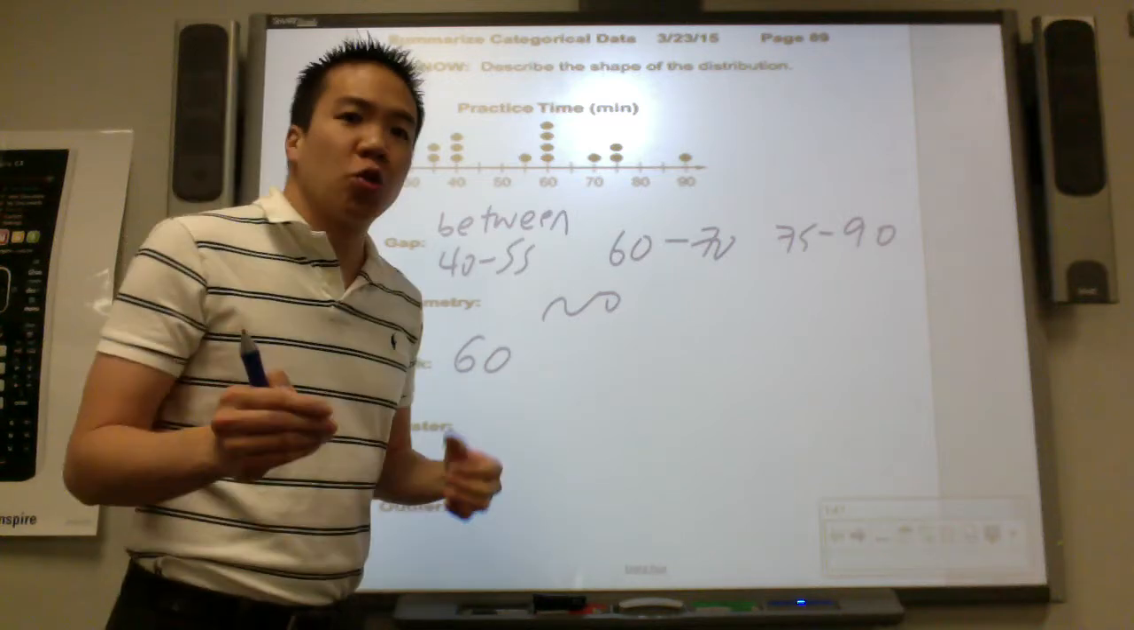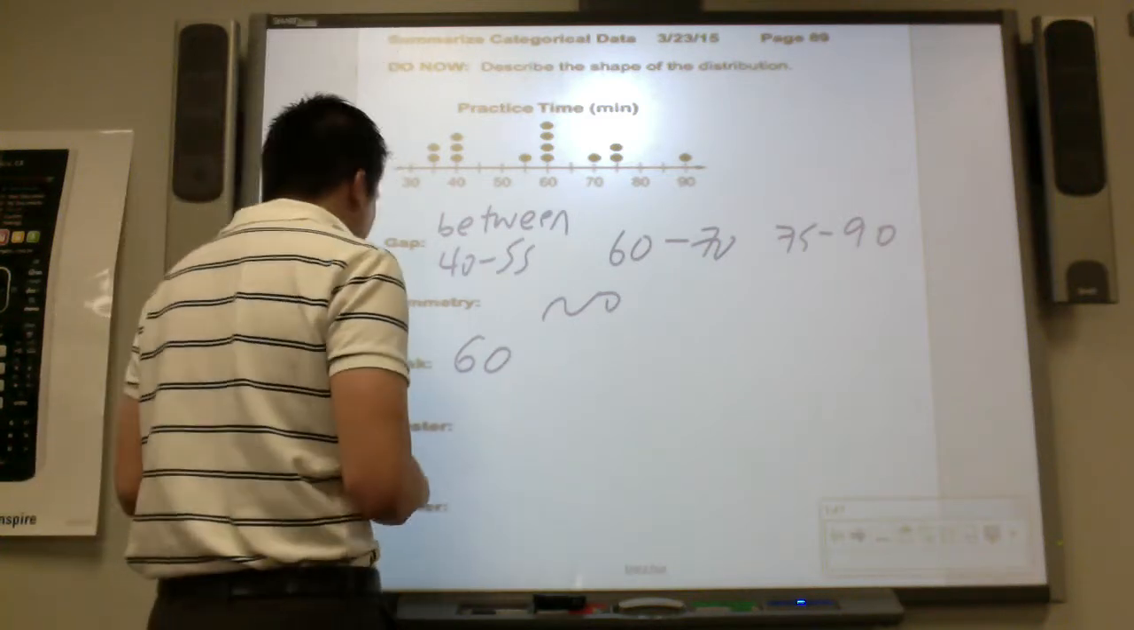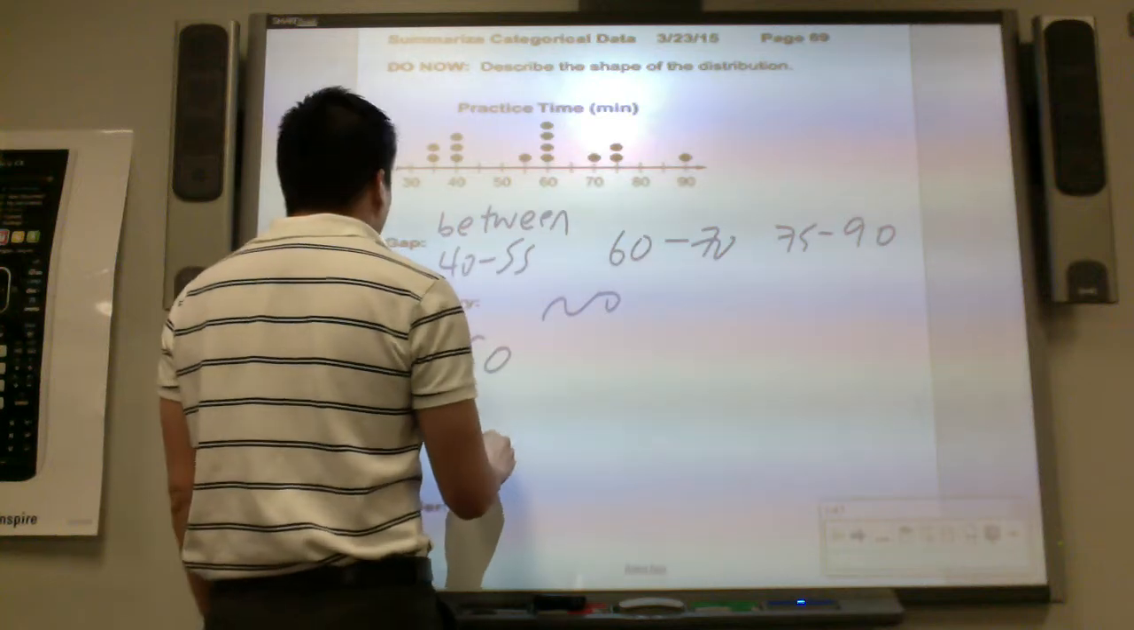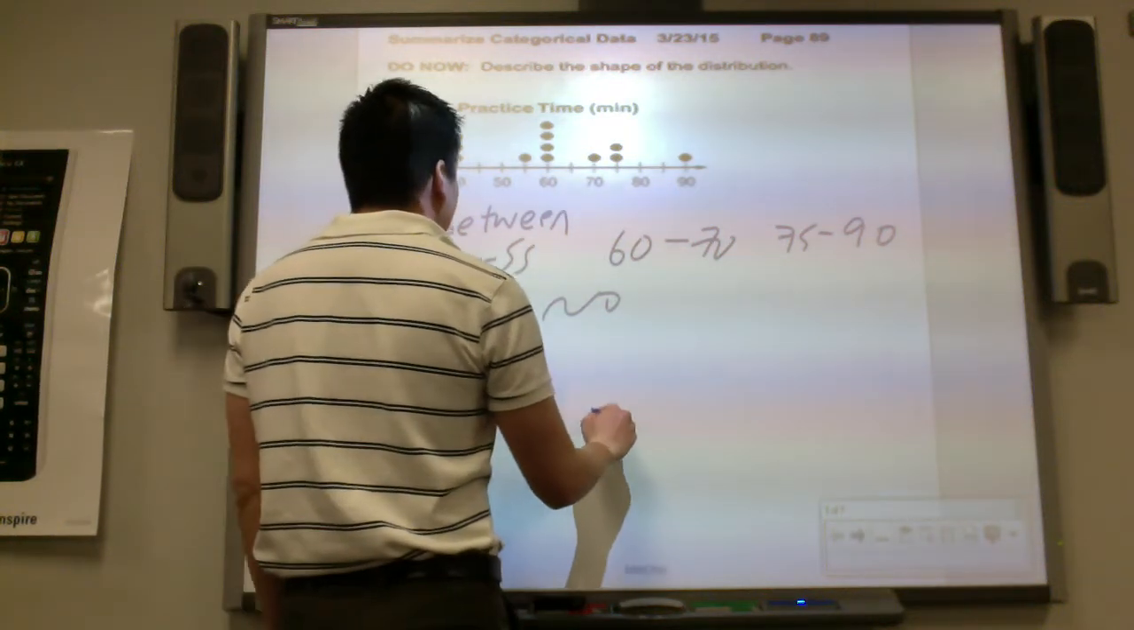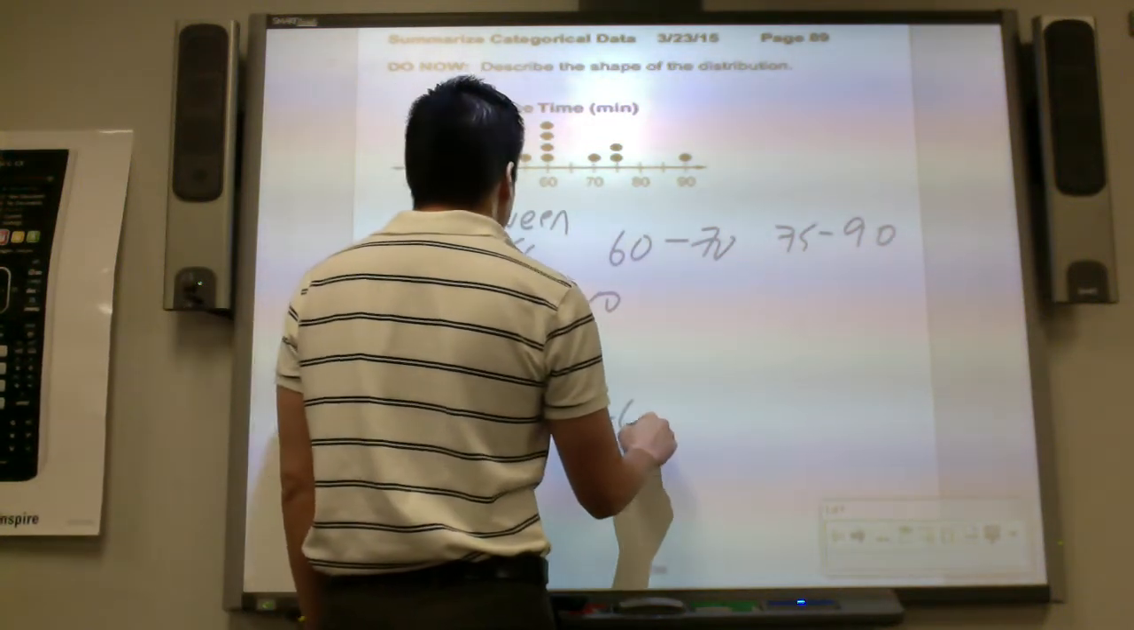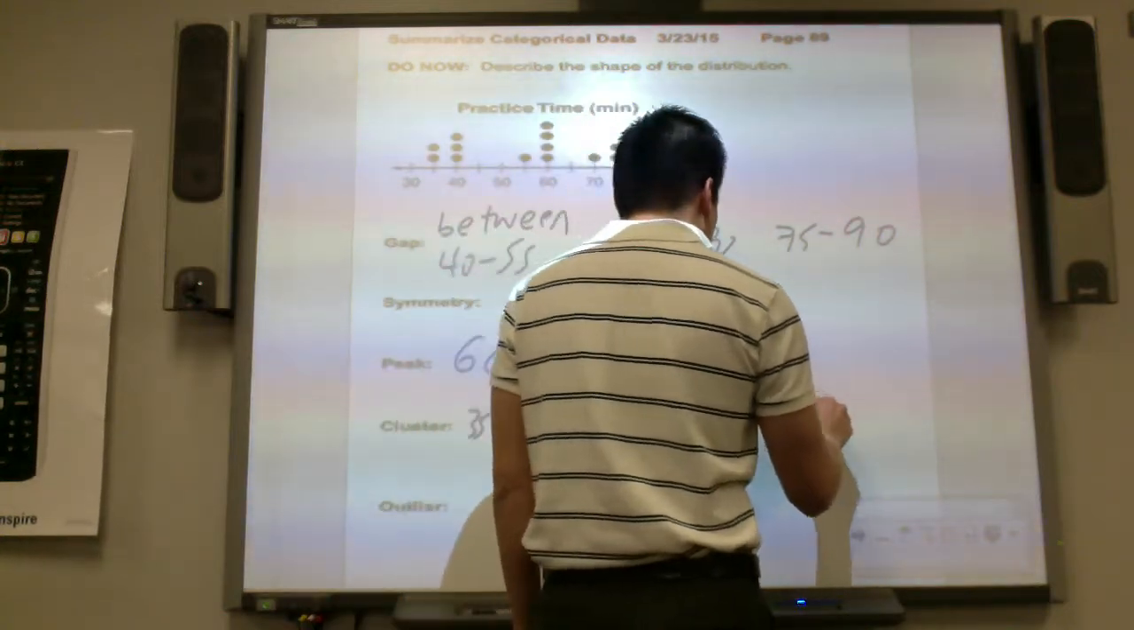Cluster. Cluster is a grouping of numbers. Is there a grouping of numbers? Yeah, I see a grouping of numbers between 35 and 40. I see a grouping of numbers between 55 and 60, and 70 and 75.